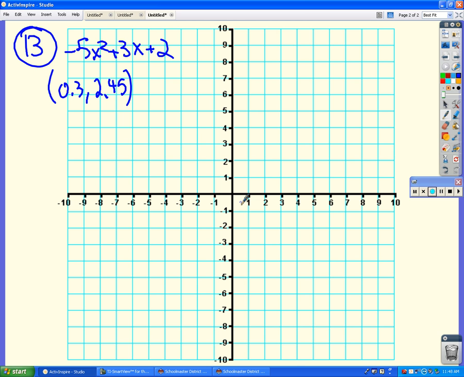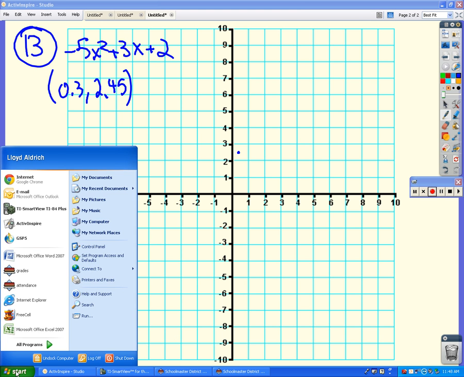0.3 is a little bit on the positive side of 0. And then 2.45 is about halfway in between 2 and 3. Okay, so really this is not a very good scale for me to use for this drawing because I can't really see what's going on. So on yours, you might want to do something different.